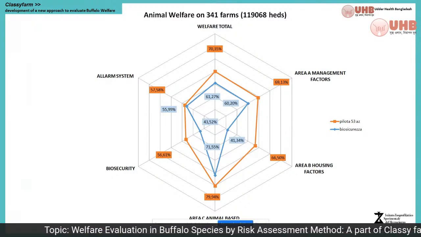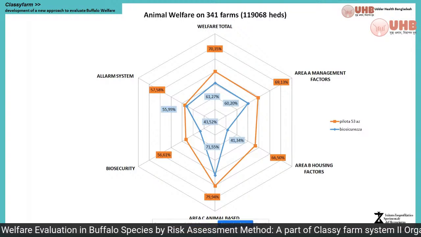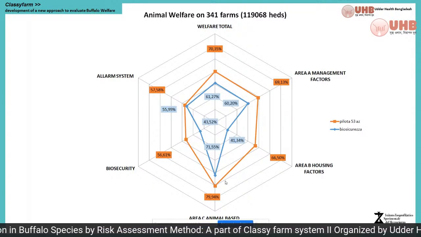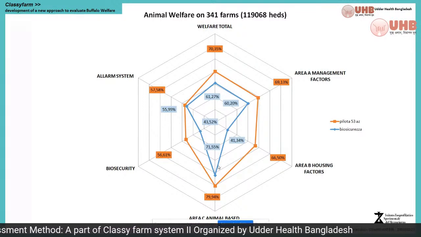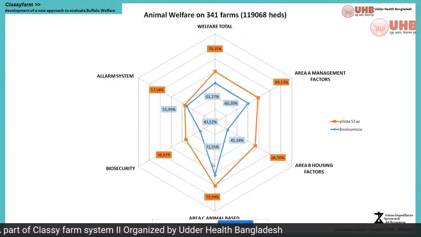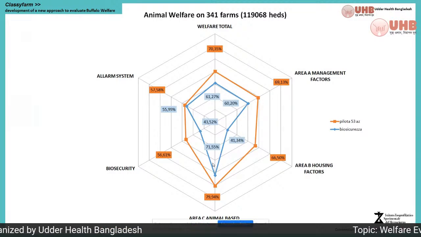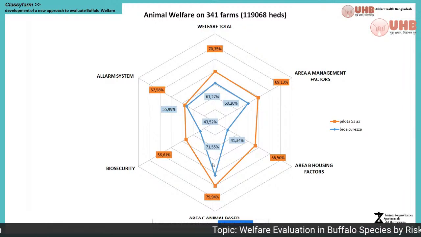The difference in the results of the pilot evaluation, in orange, and the second evaluation of the second project can be observed and highlights the possibility of improvement, as well as the value recorded for the housing factor.